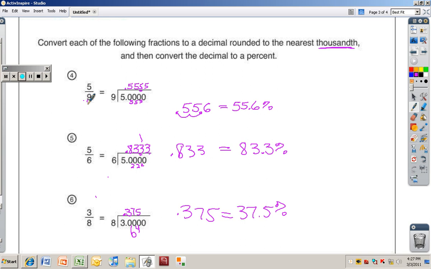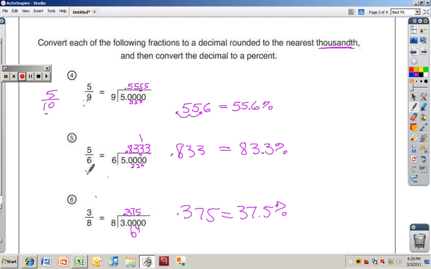Okay, before we move on, let's think about why these answers make sense. If you have 5 out of 9, that's almost 5 out of 10, right? It's a little bit more than 5 out of 10. 5 out of 10 would be what as a decimal? 0.5. But this one's 0.556. See, it's a little bit more than 0.5. So that makes sense that that answer would be what it is.